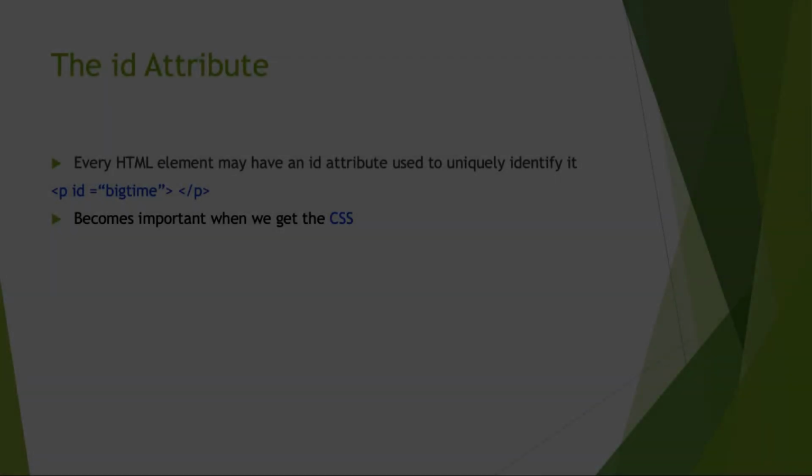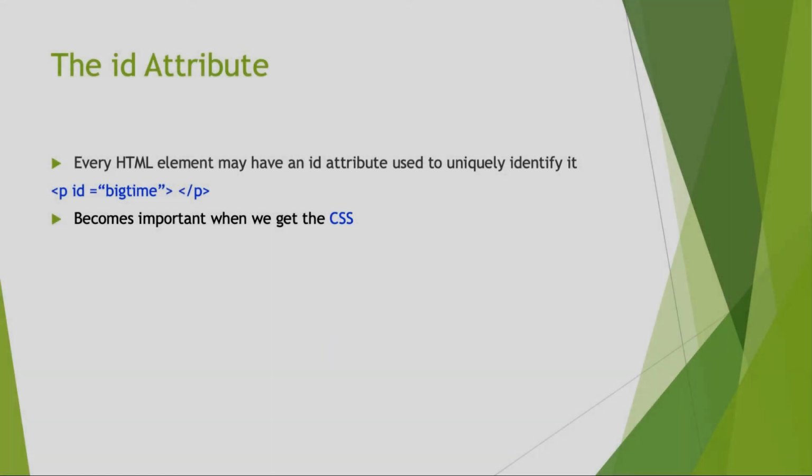Here I exposed you to the ID attribute. Every HTML element may have an ID attribute used to uniquely identify it. Here's an example. In paragraph tags, ID equals big time. So that would be the unique identifier for that particular paragraph tag.